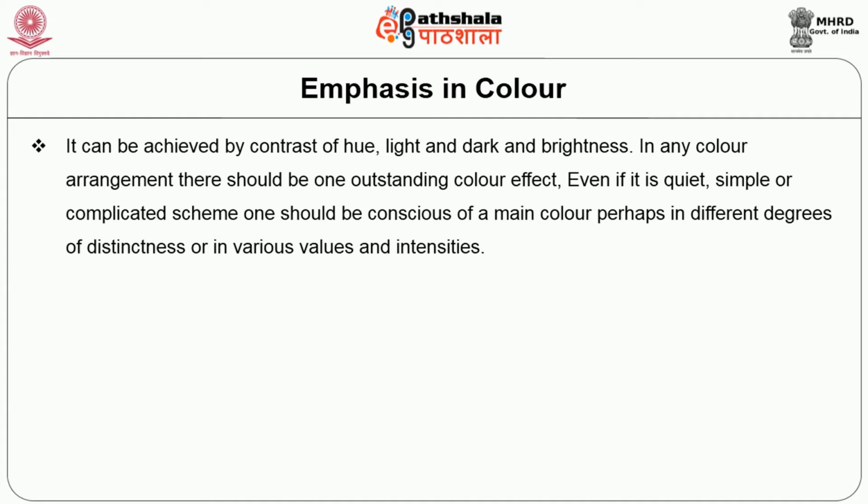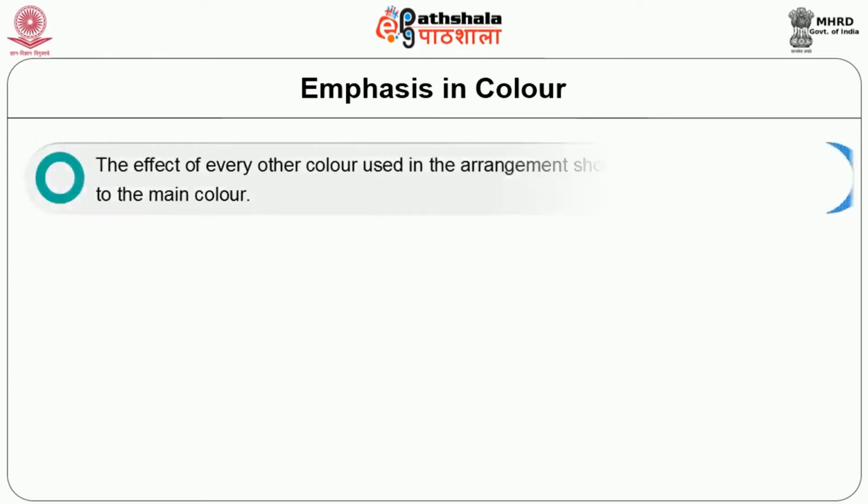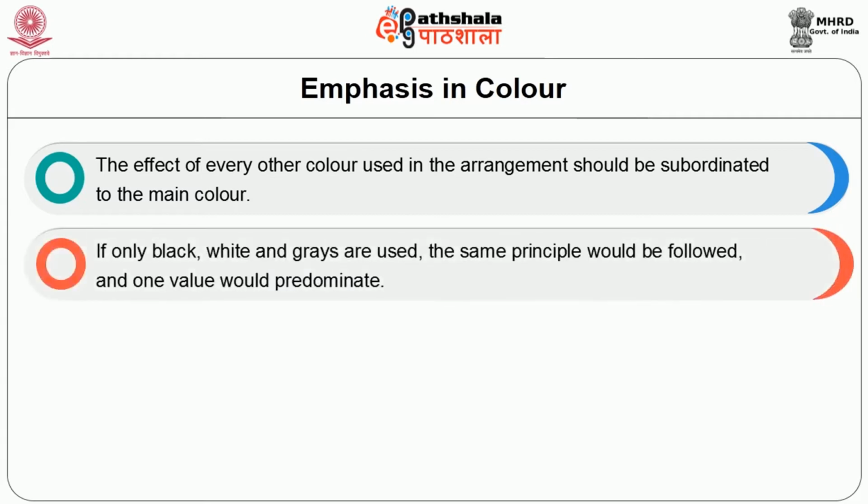Simple or complicated scheme, one should be conscious of a main color, perhaps in different degrees of distinctness or in various values and intensities. For example, there may be an effect of a yellowish tone running through a group of orange. The effect of every other color used in the arrangement should be subordinated to the main color. If only black, white and greys are used, the same principle would be followed and one value would predominate.